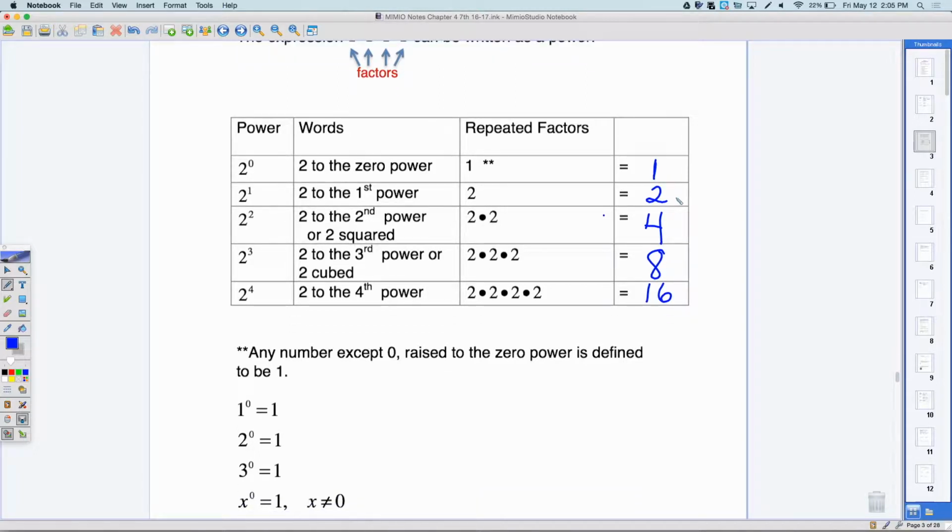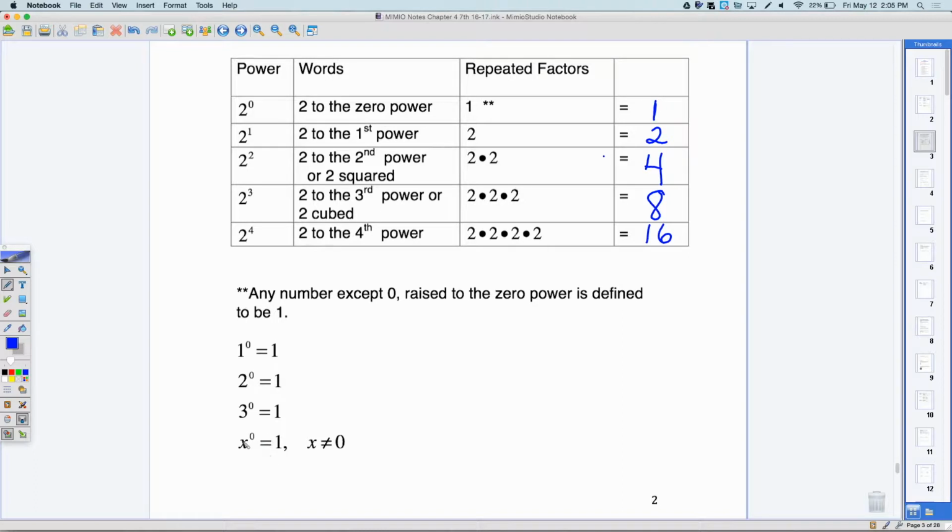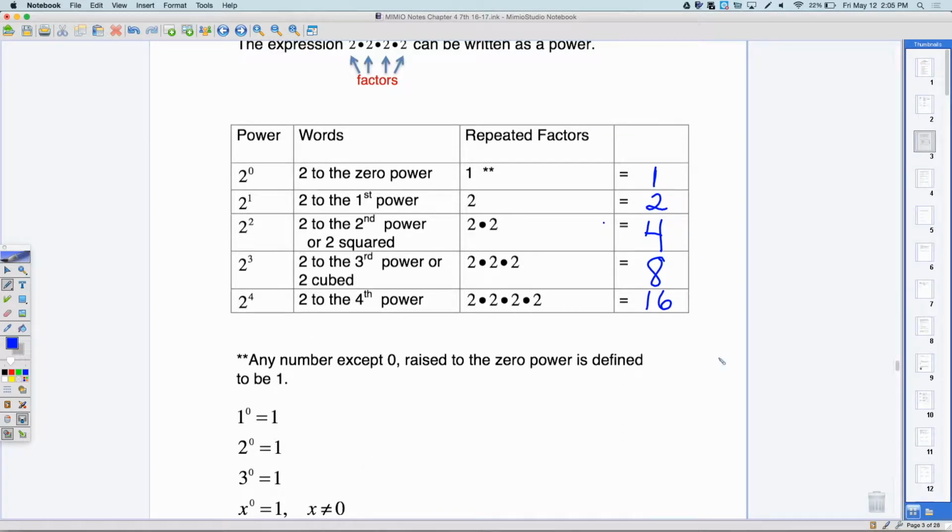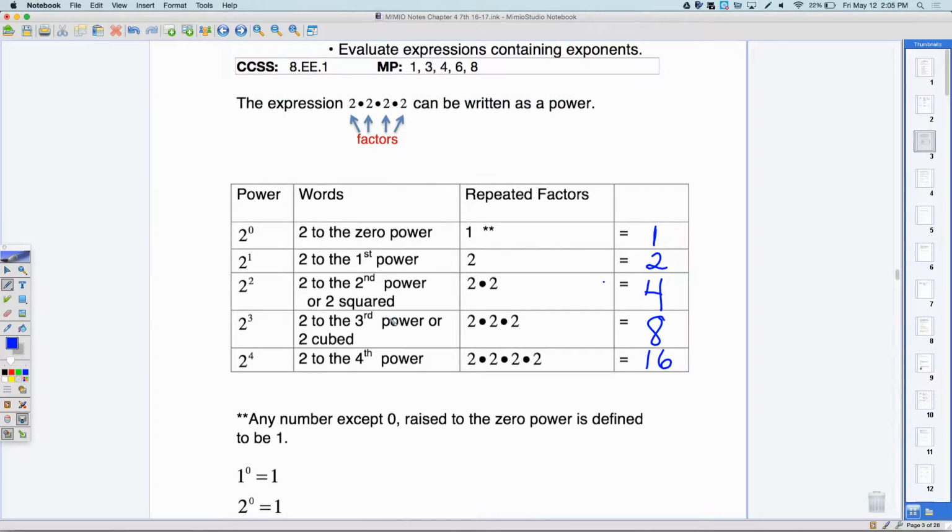Now, why is 2 to the 0 power equal to 1? It says that any number except 0 raised to the 0 power is defined to be 1. 1 to the 0 power is 1, 2 to the 0 power is 1, 3 to the 0 power is 1, x to the 0 power is 1 as long as x is not equal to 0. So if we look at the pattern of powers of 2, you can see that if we have 1, we multiply it by 2 to give you 2. 2, multiply that by 2 to give you 4. 4, multiply it by 2 to give you 8, and 8, multiply it by 2 to give you 16.